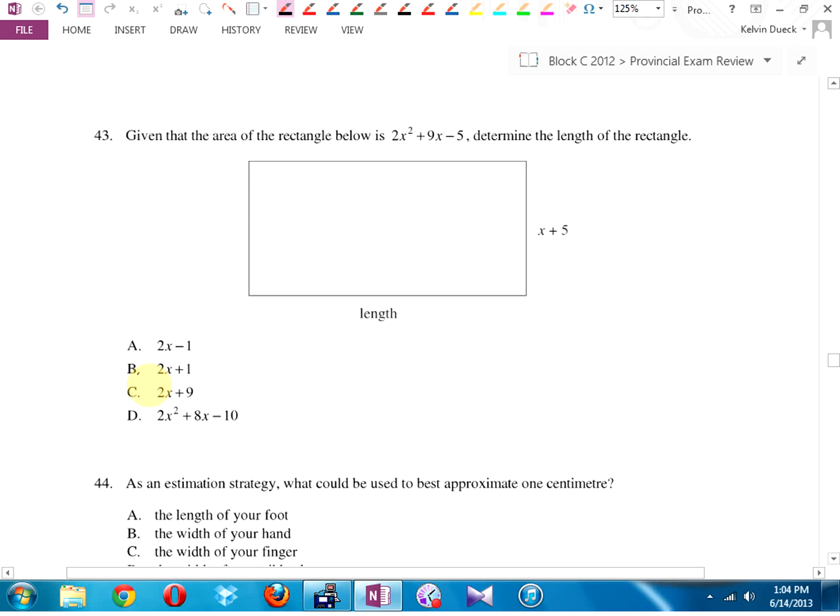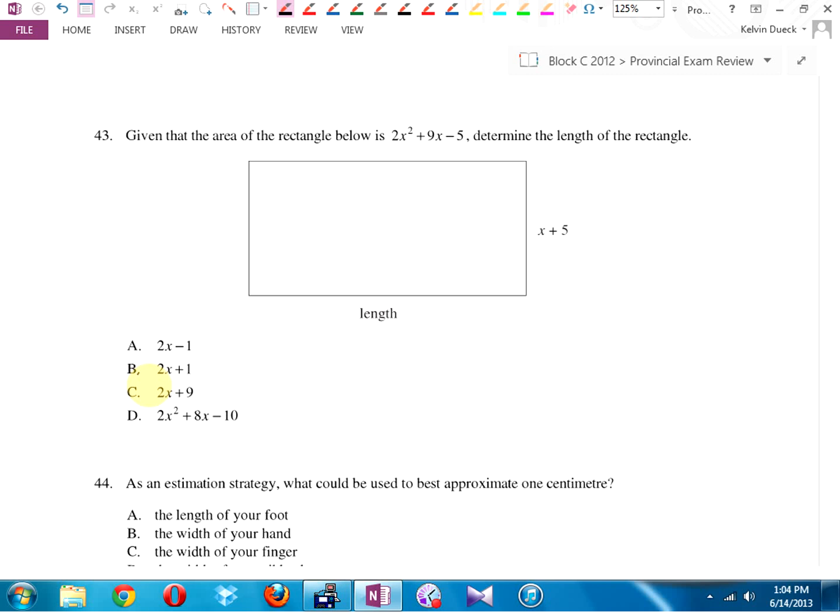Number 43. I know, it's been talking along. 10 minutes, push through. 43.